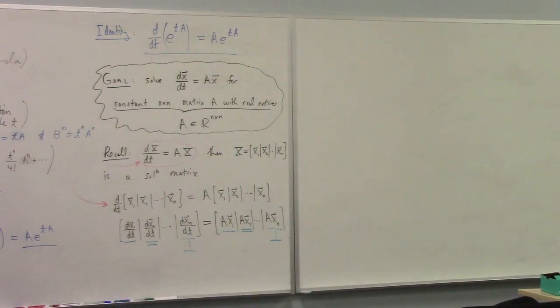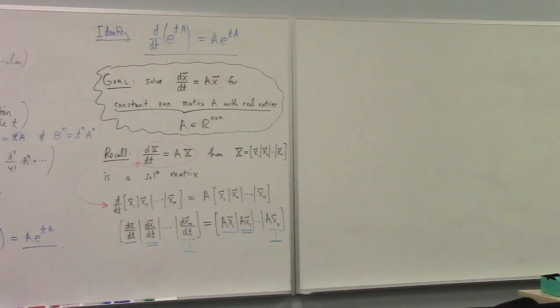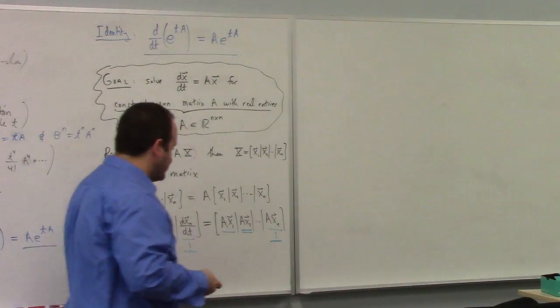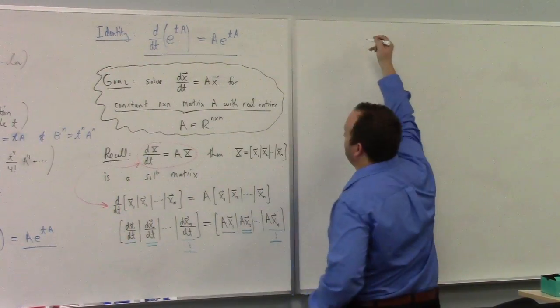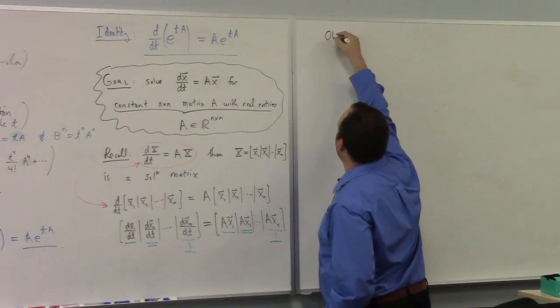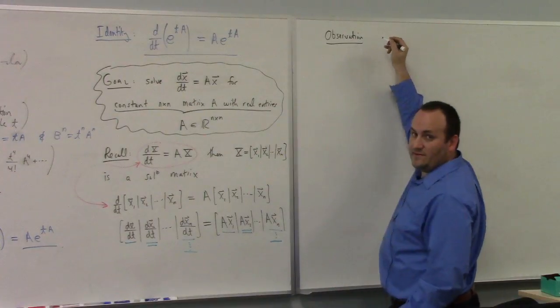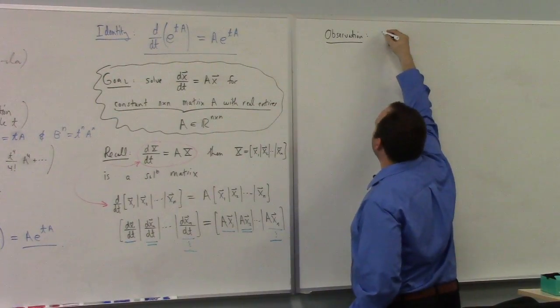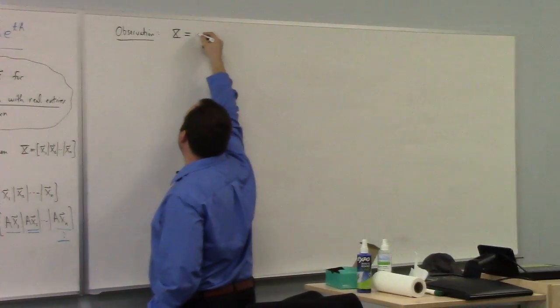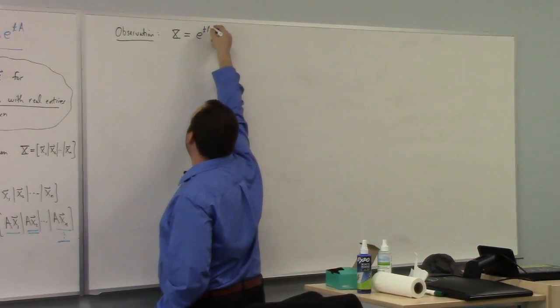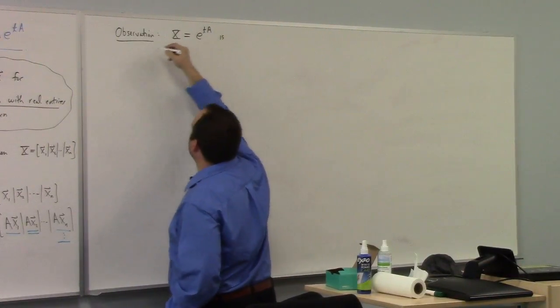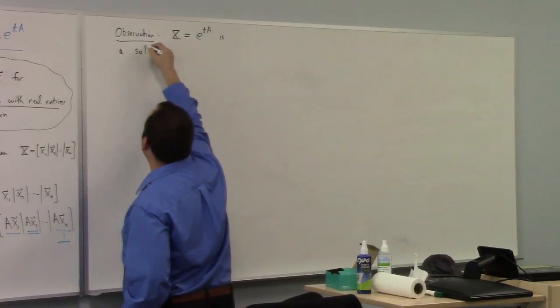Right? So I get n solutions. Each column in the solution matrix X is separately a solution to our problem. So, observation. X equals e^(tA) is a solution matrix.